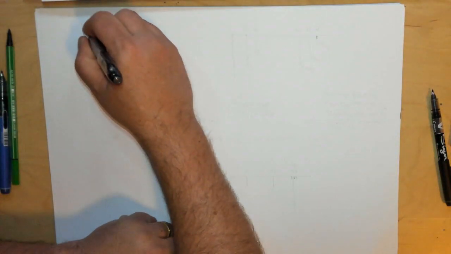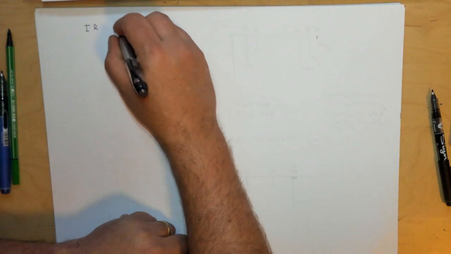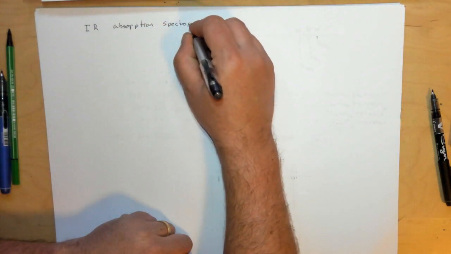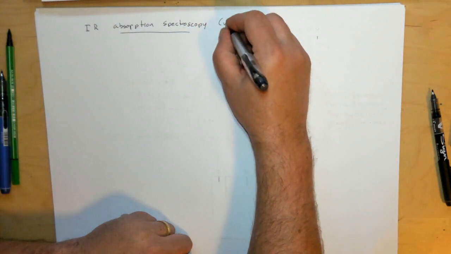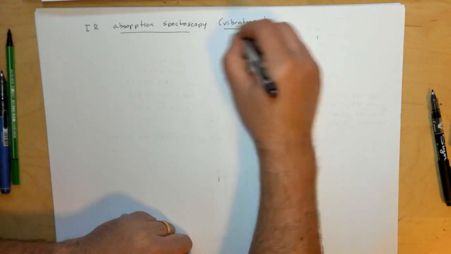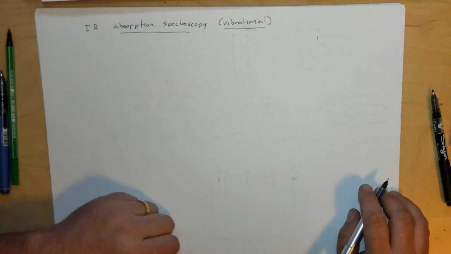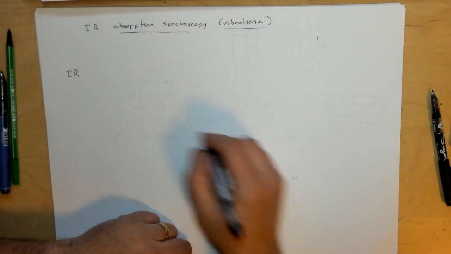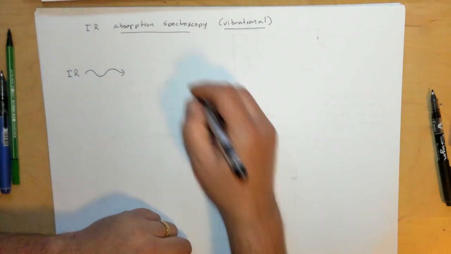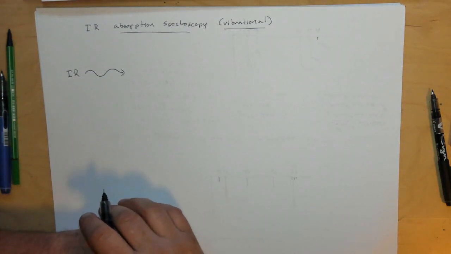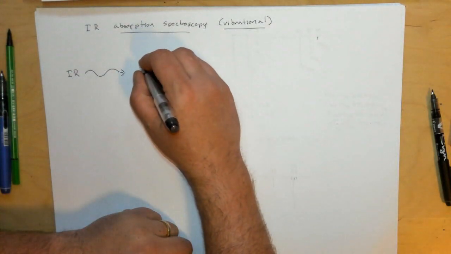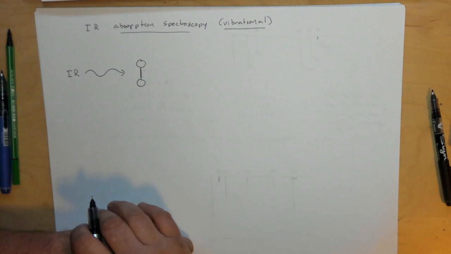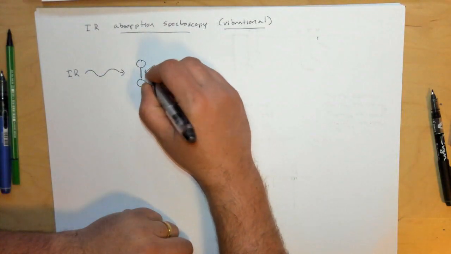So the first type is going to be the easiest type, which is what we call infrared absorption spectroscopy. This is also sometimes called vibrational. Now, it turns out that infrared radiation, or frequencies of light in the infrared band, when they interact with molecules, particularly with covalent bonds, they interact with the energy of the covalent bond. And they get absorbed by the covalent bond. So there's an absorption here that takes place.